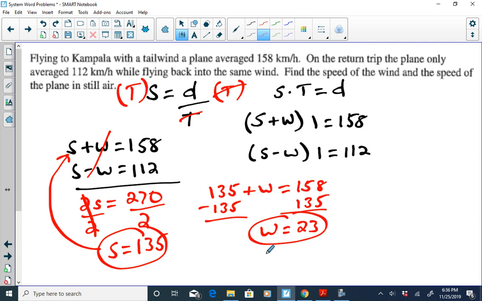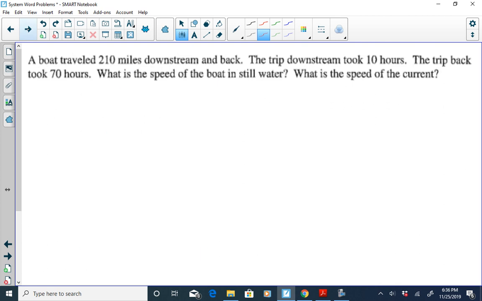All right, so this is our wind speed. We'll write that. That's our wind speed. And this is our plane speed, the airplane speed. All right, try another one.